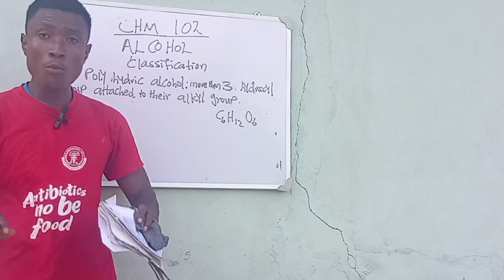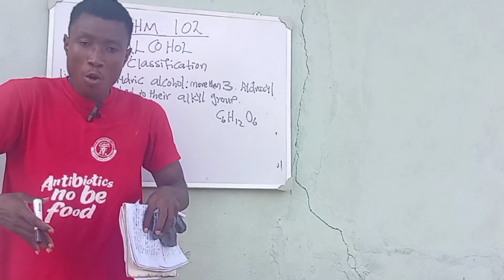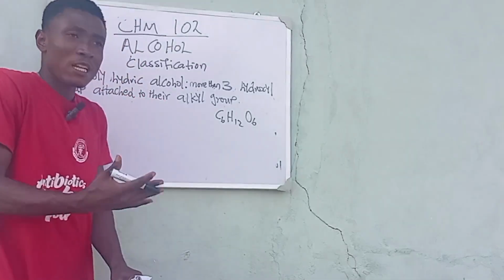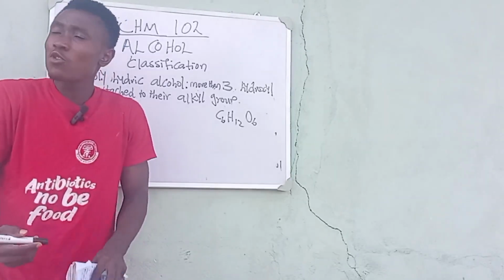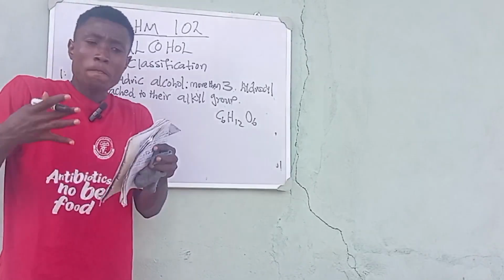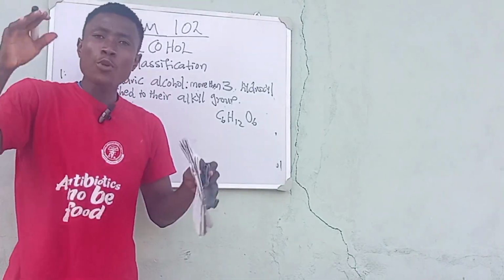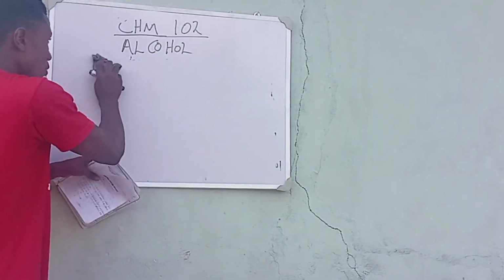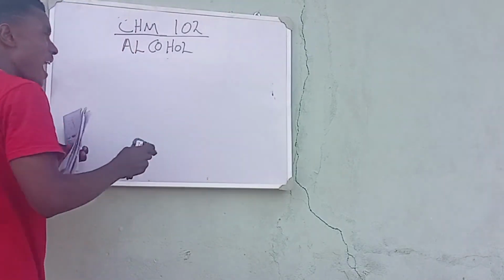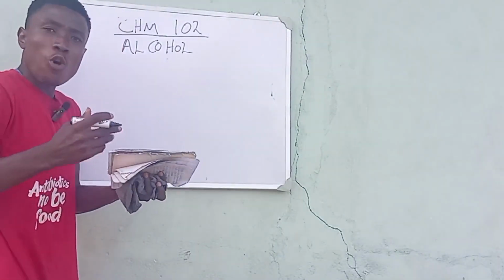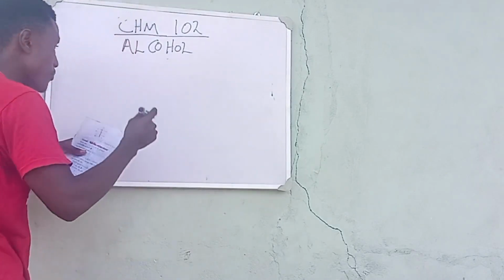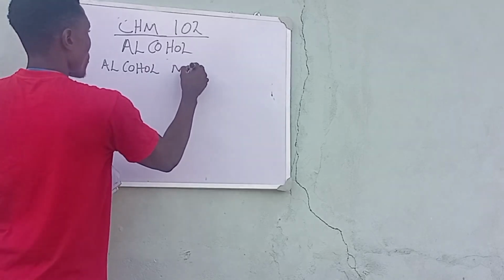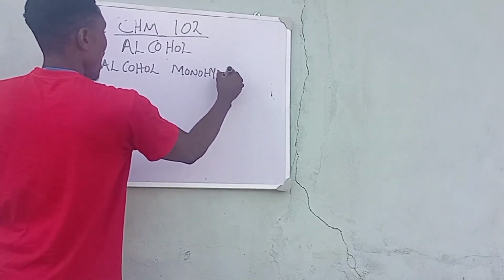So now let's move on. I want to talk about alcohol monohydrate. We are not just going to say alcohol monohydrate contains one hydroxy group attached to the alkyl group. Now we are going to simplify it, and emphasis will be laid on alcohol monohydrate as a subtopic.